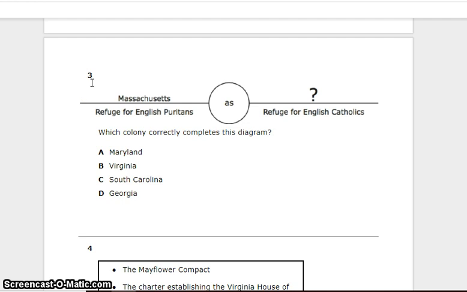Number 3. Massachusetts as a refuge for English Puritans. Blank as a refuge for English Catholics. Which colony correctly completes this diagram? A. Maryland, B. Virginia, C. South Carolina, D. Georgia.